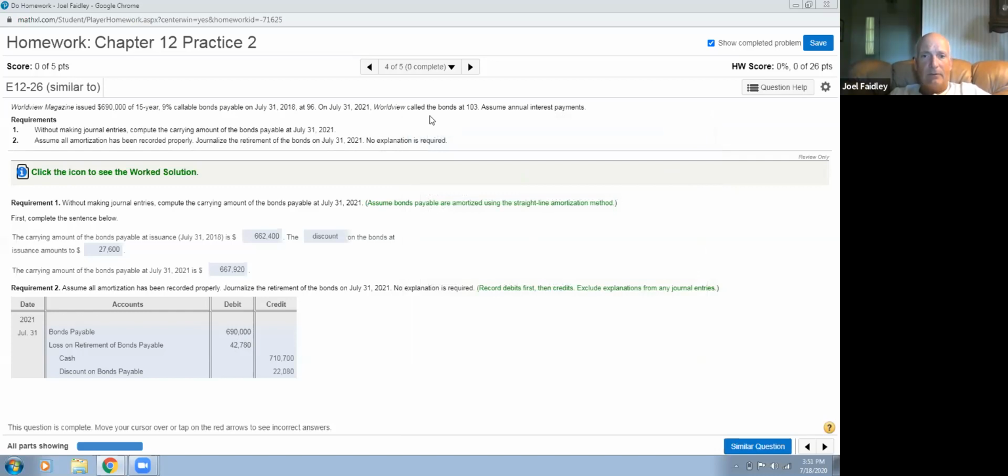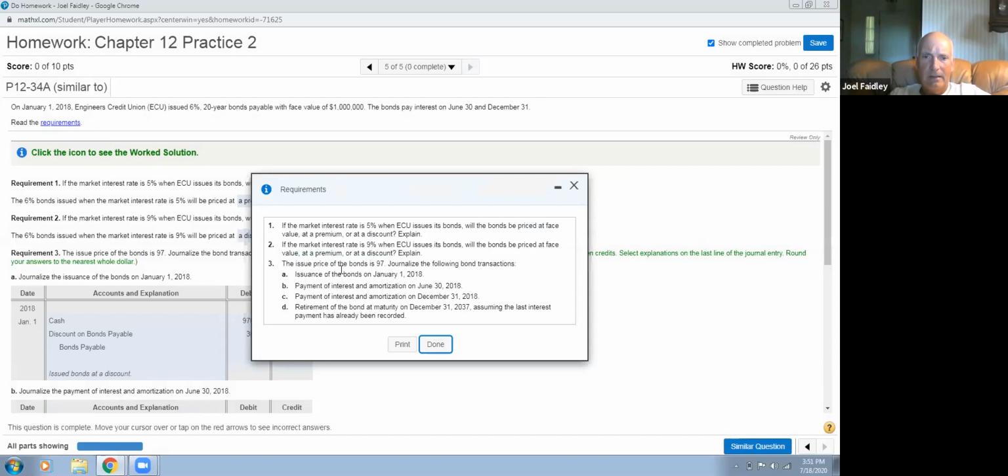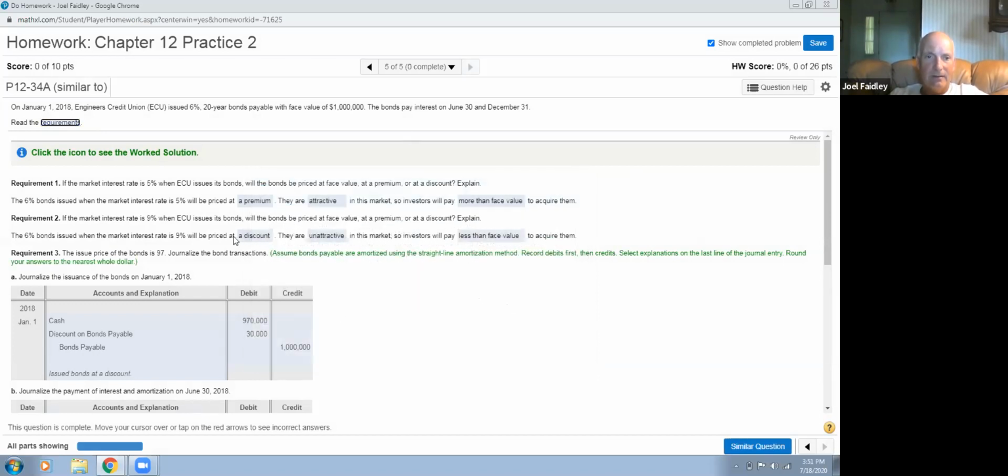I can't work these through T accounts in class or through a scratch pad, because I don't have that on my computer here at home. All right, and then here is market rate of interest 5%. The company issues bonds. Will bonds be priced at face value, at a premium, or at a discount? That same stuff's over here. So that's a premium, right? They're attractive. Investors have to pay more than face value.